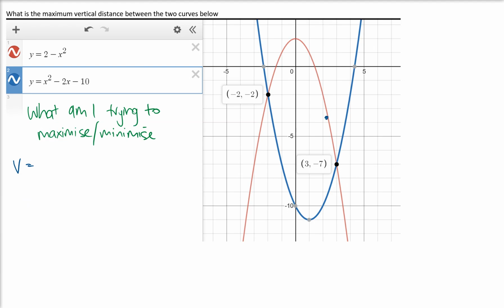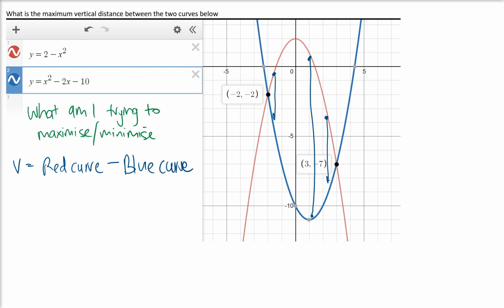In other words, what's the difference from there to there, and there to there, etc. How do you find those lines? Yeah, it's the red curve minus the blue curve. Happy with that? That makes sense? So the red curve, 2 minus x squared, minus the blue curve, which is this. Now we've got a function that will explain my vertical distance.